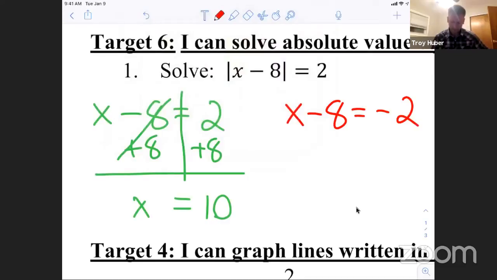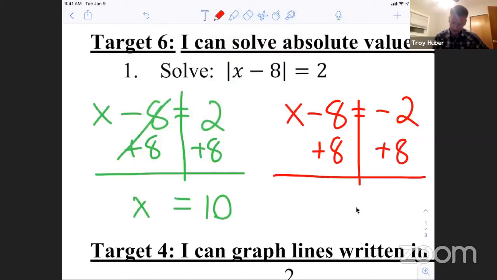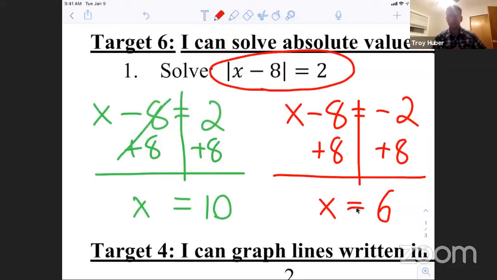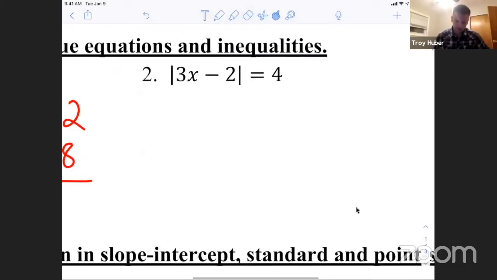I can do the same thing in this equation over here. However, now with that -2, x is going to equal 8 plus a -2, which gives you 6. So these would be my two solutions for x that I could plug into this absolute value, and both of those would give me a solution of 2. All right, moving quickly on to number 2.